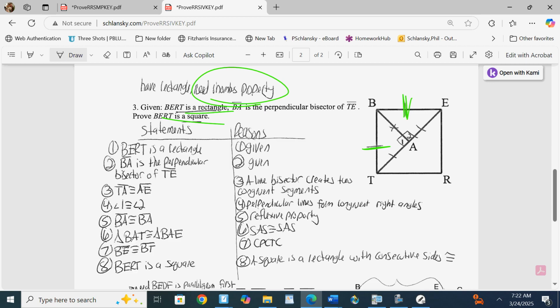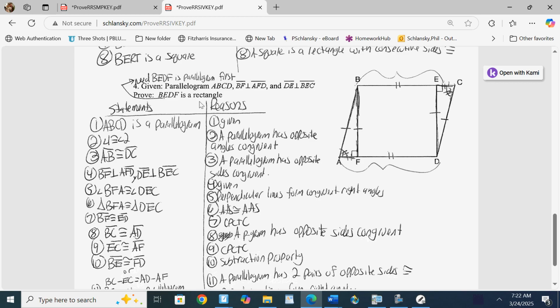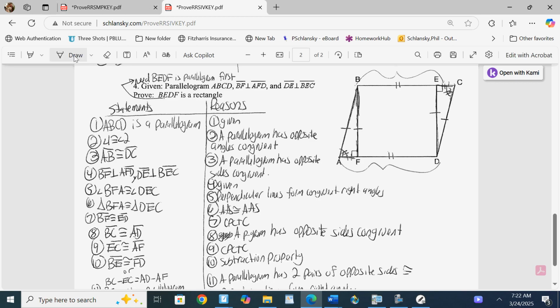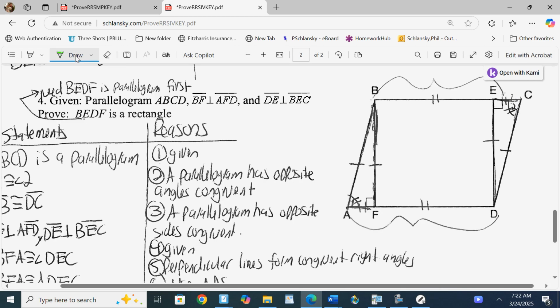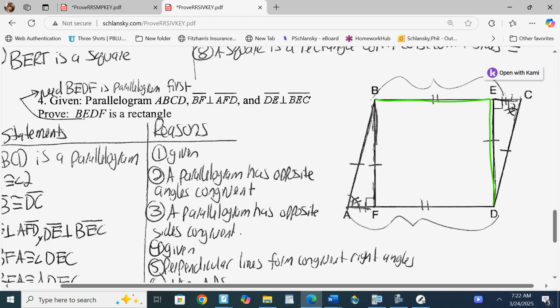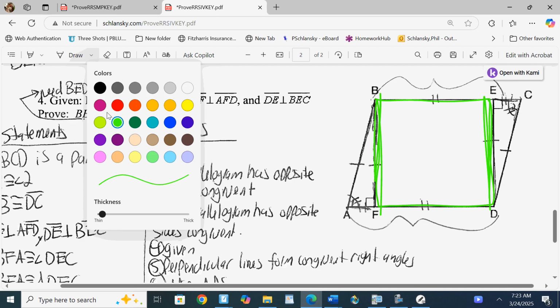And finally, it's telling me that ABCD is a parallelogram. It wants me to prove that BEDF is a parallelogram. So I'm going to have to prove that BEDF is a parallelogram first. I can see that these sides are corresponding sides of those triangles. So I'm going to prove the triangles first. It's pretty obvious to me which triangles I'm proving.